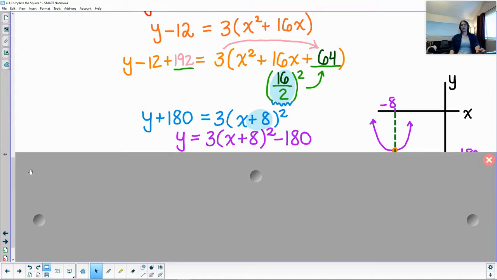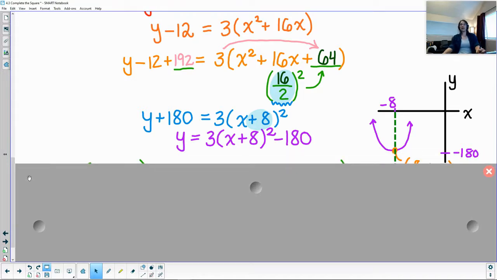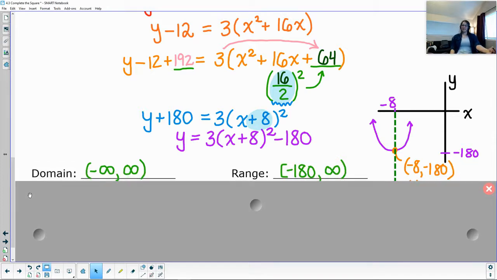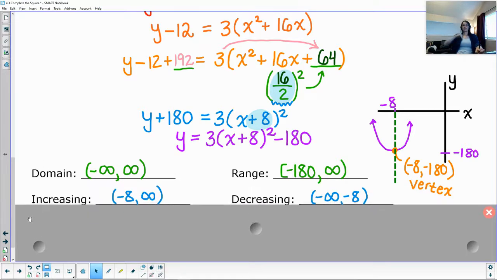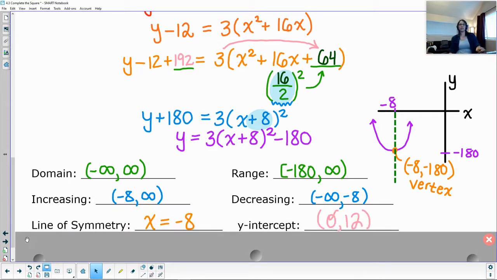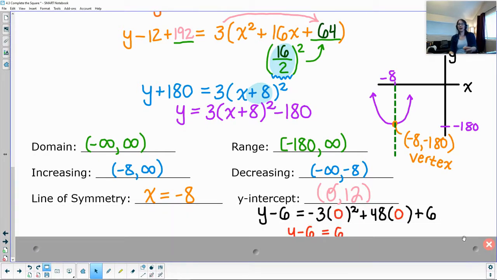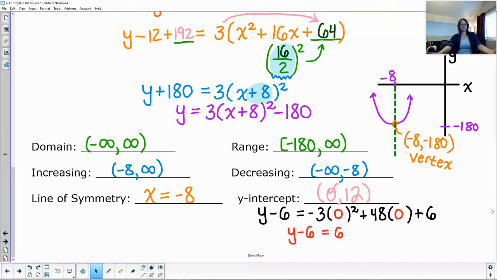All right, so I'm going to go ahead and have my sketch. So I went down 180, I went left 8. I did stretch, but I didn't flip. So hopefully here you have domain, all real numbers, range, -180, up to infinity, increasing from -8 to infinity, decreasing on the other side, line of symmetry right there through x equals -8, and my y-intercept at 12. Again, I'm going to show you where I got my 12 from. I always like to plug it into the original. I think it works a little nicer, but it's completely up to you how you'd like to plug in.